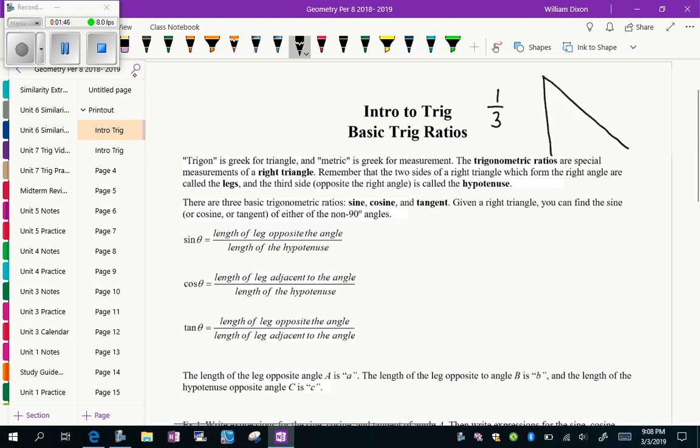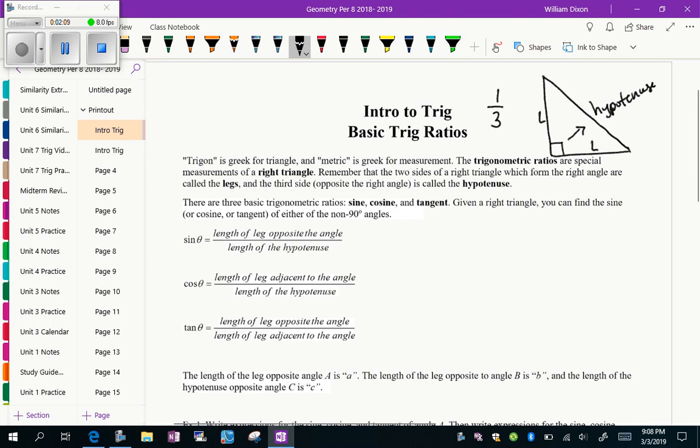and talk about the different pieces of a right triangle, which we've done in the past. Okay, so I have my right angle. I have my side opposite the right angle, which is my hypotenuse. I also have the sides that make up my right angle. All right, they're called legs.